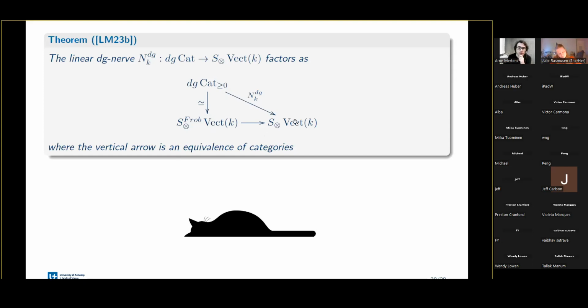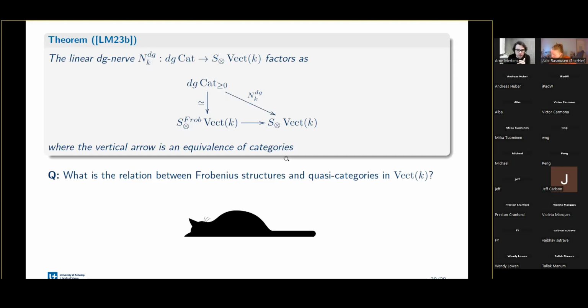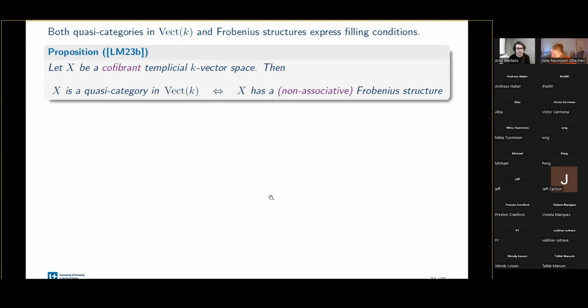So the question then becomes, what is the relation between these two things at the bottom? Frobenius structures on the left, and quasi-categories which live on the right. What is the relation between those two things? Intuitively, they do similar things, right? Quasi-categories have this lifting property. They allow us to fill in all of the inner horns. And these Frobenius structures also express a filling condition, in the sense that they allow us to fill in necklaces. So you would expect there to be a relationship between the two, and indeed there is.